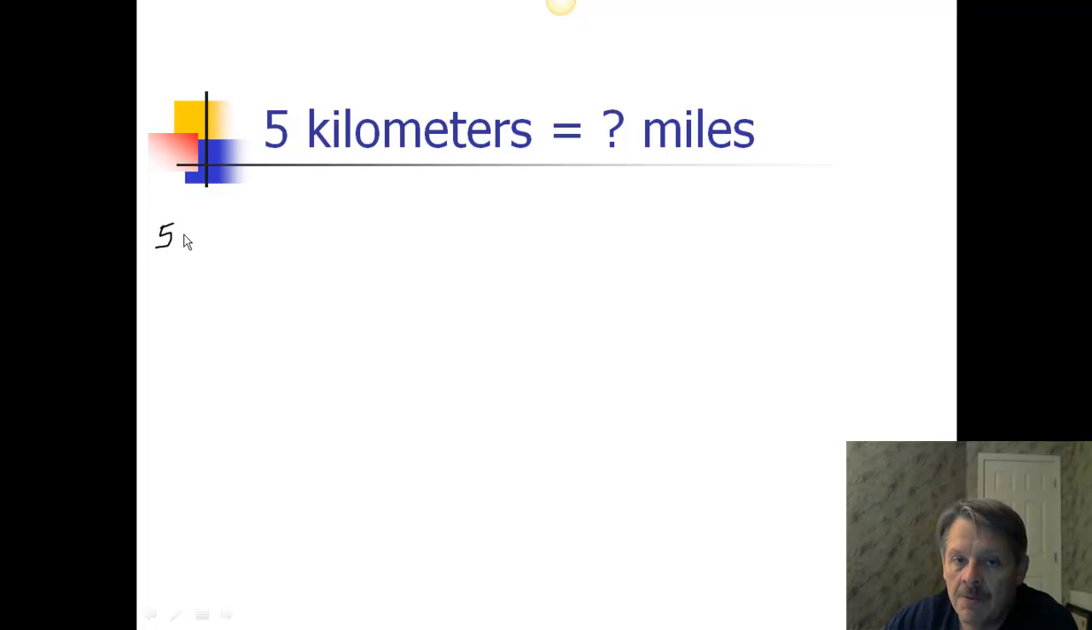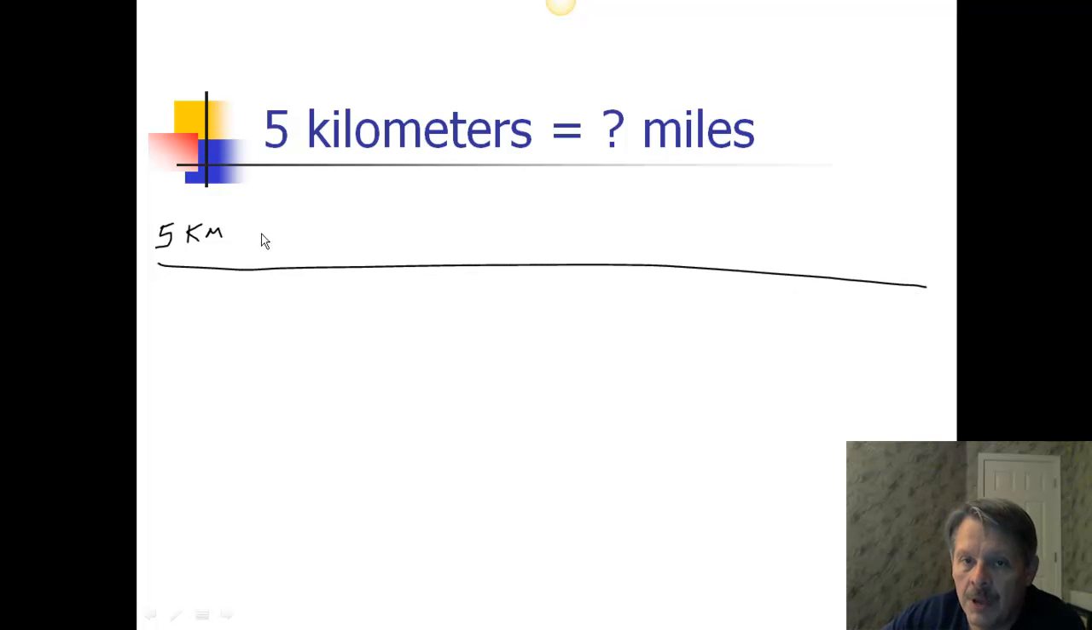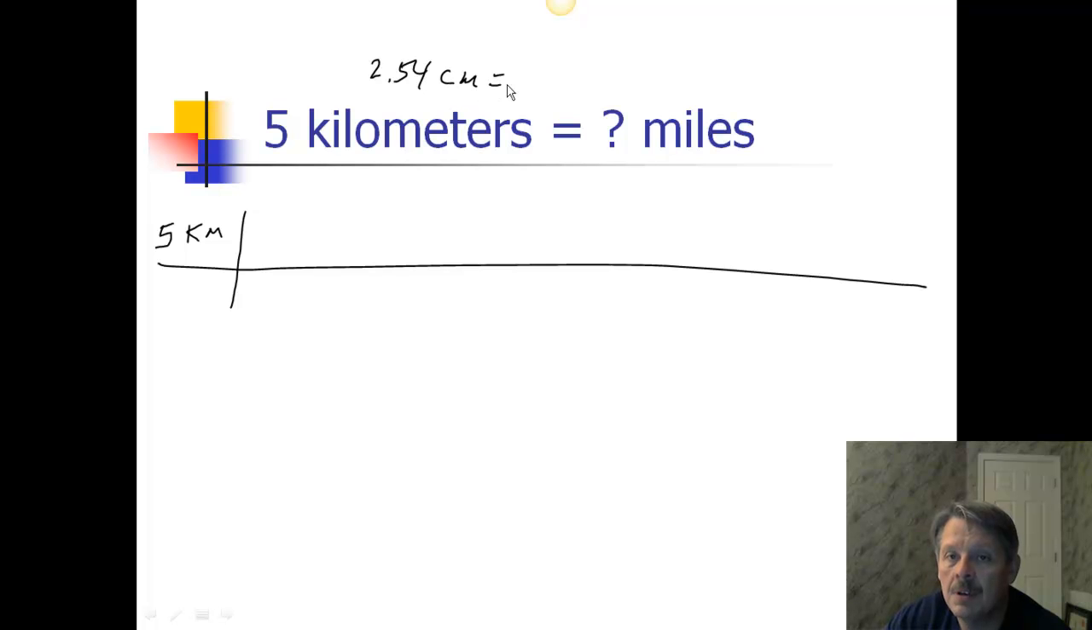All right, we have 5 kilometers. Hopefully I can do all this in one line. Now I'm trying to get to miles. My problem is I have to convert from something in the metric system to something in the US system. And the only thing that we have is 2.54 centimeters is equal to 1 inch. So I'm going to have to go from kilometers all the way to centimeters, then convert to inches, and then convert that to miles. If you were not able to do it, go back and look at your conversion factors, and now that you understand that, see if you can do it.